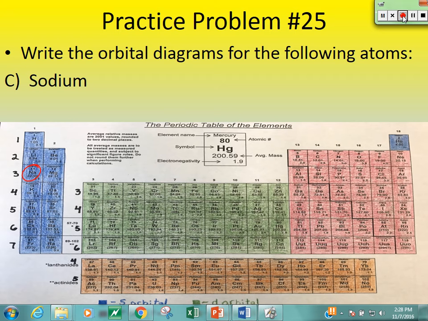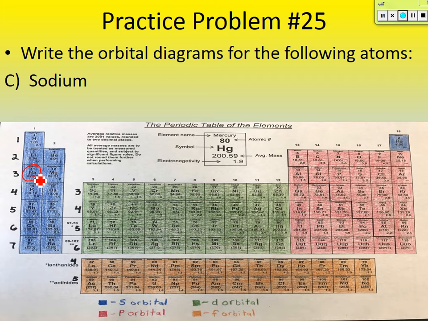Okay, so sodium. What always helps me, guys, is writing the electron configuration first. So sodium sits right here. Let's write it. 1s2, 2s2, 2p6, and then 3s what, guys? 3s1. Okay, so it looks like I'm going to have a 1s orbital, 2s, 2p, and 3s.